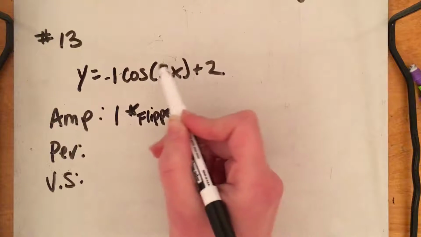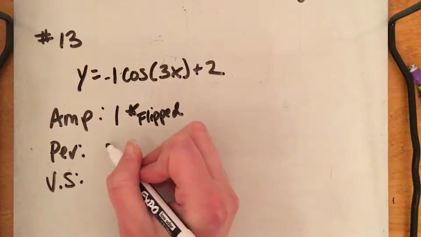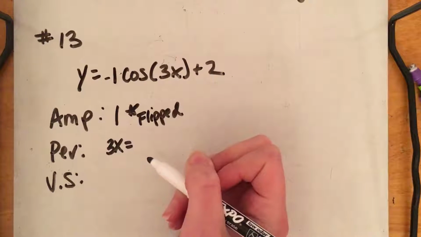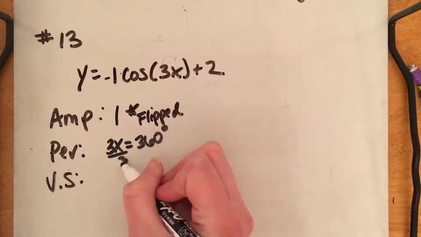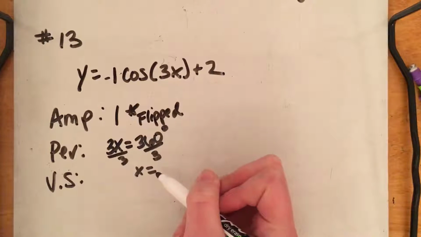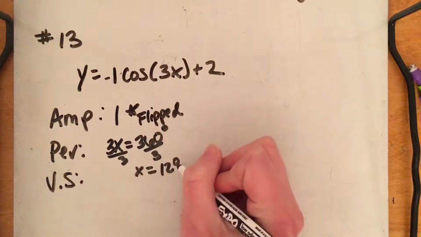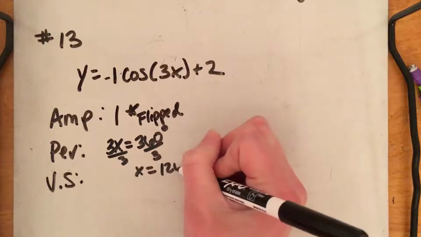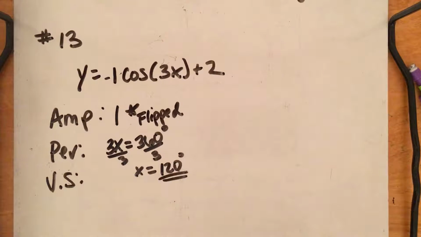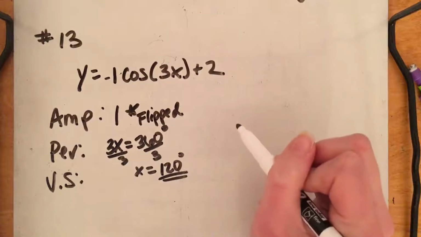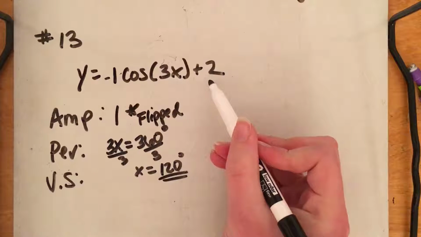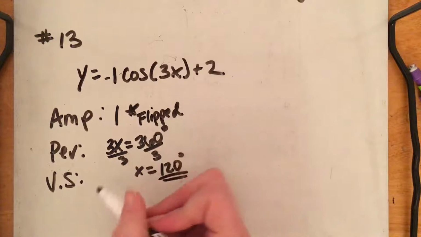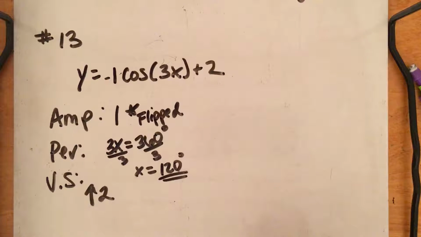The period, we're going to take this parentheses, the stuff with the x, and set that equal to the typical period of a cosine or sine curve, which in degrees is 360 degrees. So I'm going to solve this for x, and x is going to be 120 degrees. So that is our new period length, 120 degrees. That's the distance it needs to travel to do one cycle. And then the vertical shift is the number on the end where it's been moved up to. So you're up to plus 2, whatever your teacher prefers.